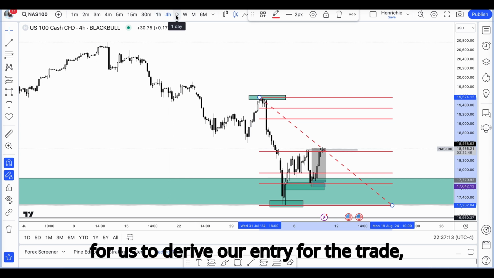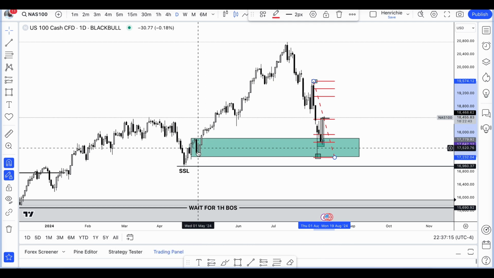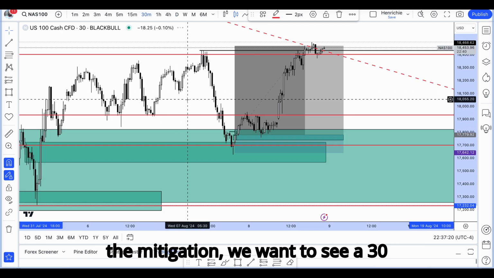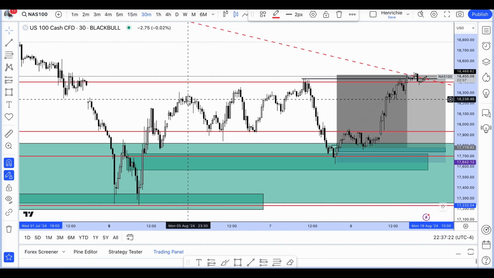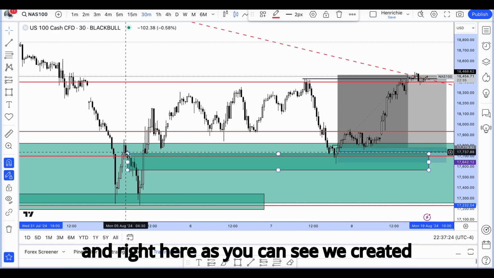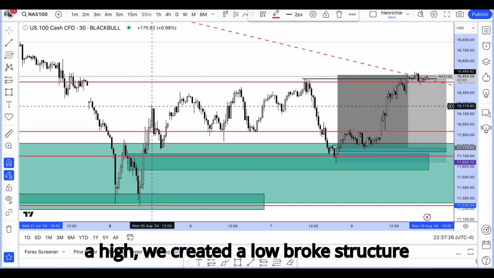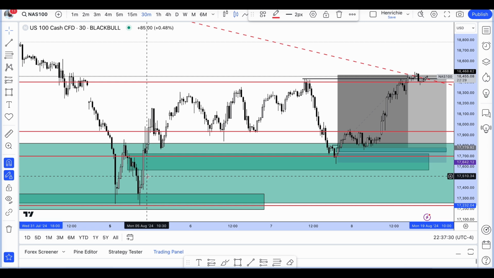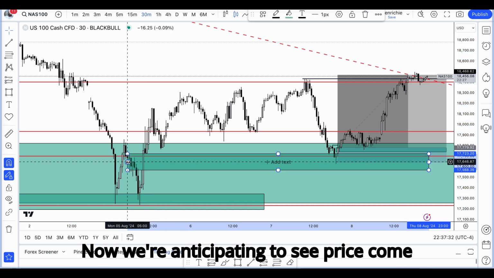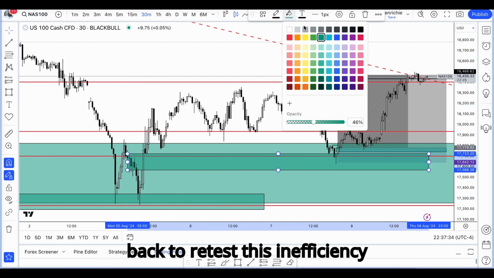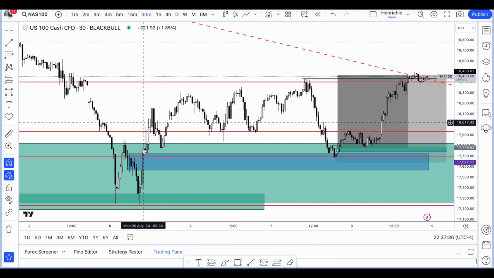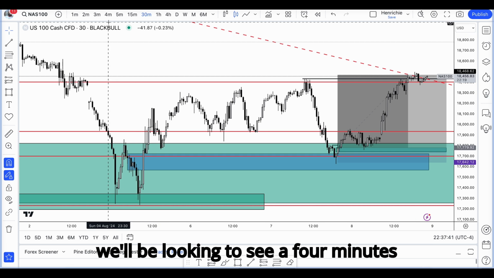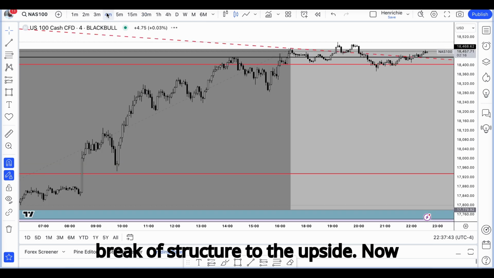Now, in order for us to derive our entry for the trade, this right here is our key level. After the mitigation, we want to see a 30-minute break of structure to the upside. And right here, as you can see, we created a high, we created a low, broke structure significantly, and left an inefficiency. Now we're anticipating to see price come back to retest this inefficiency. And once price retests this inefficiency, we'll be looking to see a 4-minute break of structure to the upside.